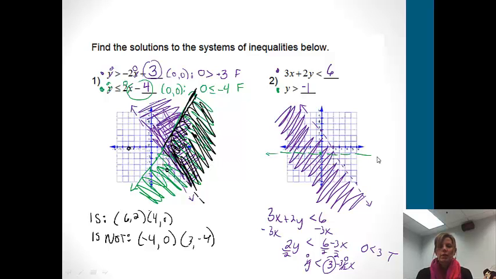Okay, and then from there, we get to test 0, 0. When I do that, I get 0 is greater than -1. The mouth is eating the bigger number. That is a true statement. So for the green line, I shade the side that has the 0, 0 on it.